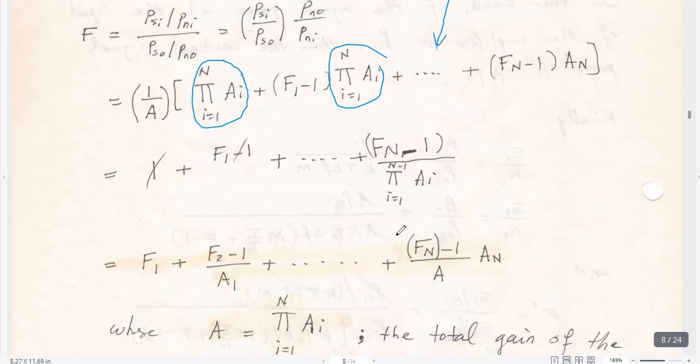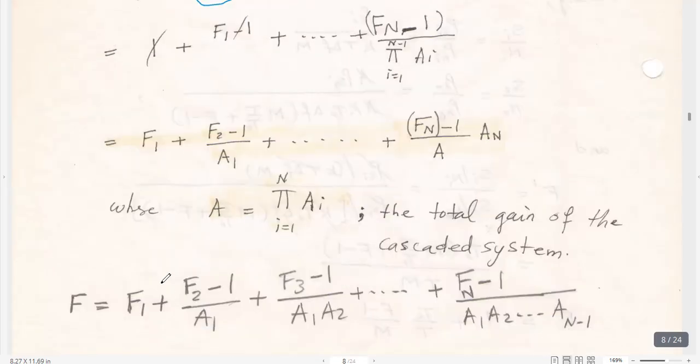So the final result is this: F equals F1 plus (F2 minus 1) over A1, plus (F3 minus 1) over A1 times A2, plus (F4 minus 1) over A1, A2, A3. We keep multiplying A until we reach the number before the last. If this is N, then FN minus 1 is over A1, A2 until you reach the number before N, which is N minus 1.